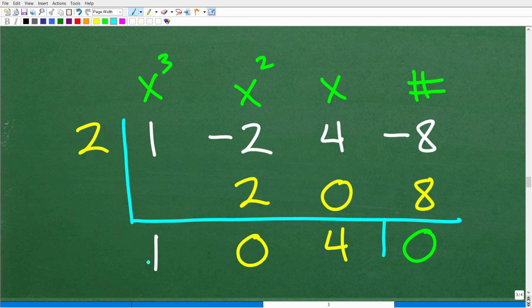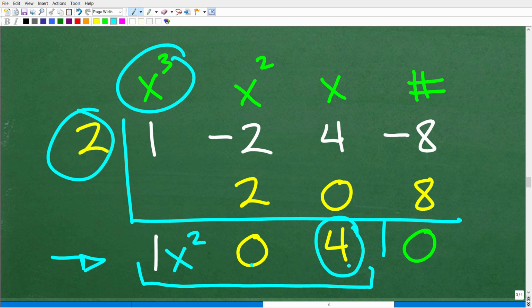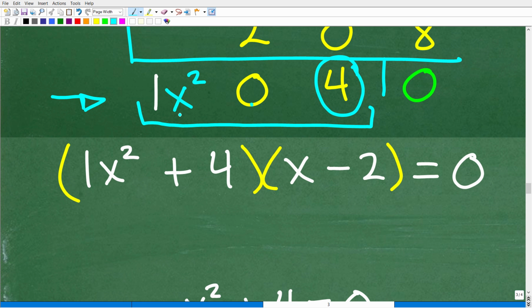Now, our answer down here drops down 1 degree. So if this is x cubed, our answer down here is x squared, okay? And so instead of an x, this is now a number. I know this is confusing because I'm trying to cover a lot of territory quickly, but we know that x is equal to 2 is a solution. So now what we have is 1x squared plus 4 as a remaining factor, okay? So in other words, we can literally write this as 1x squared plus 4 times x minus 2 because we know that 2 is a solution, right?